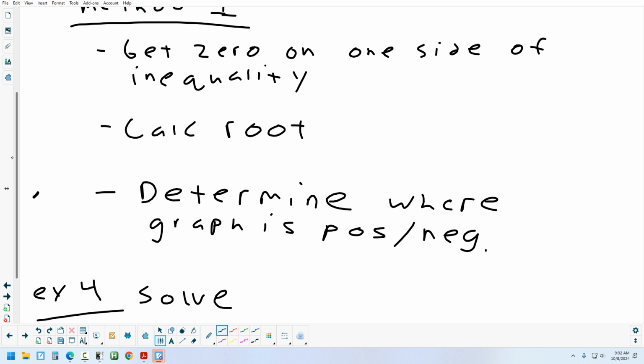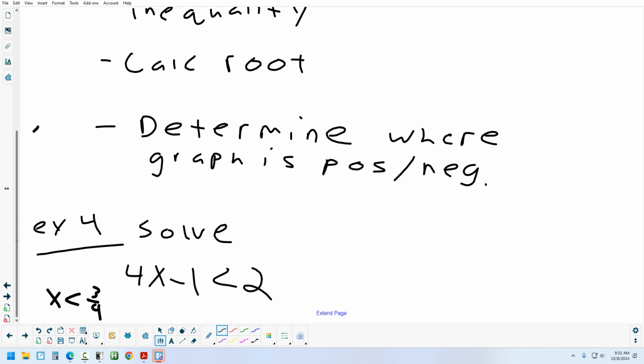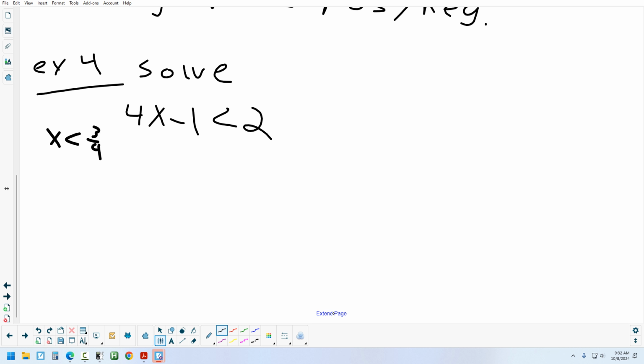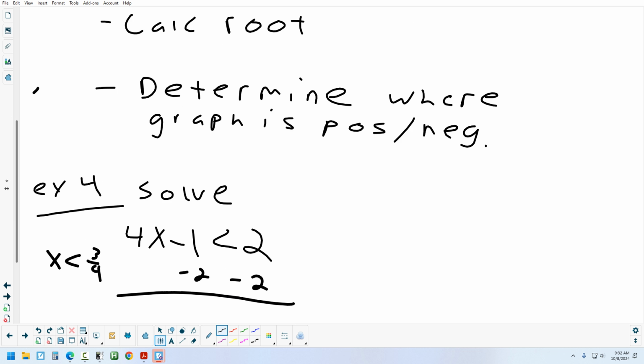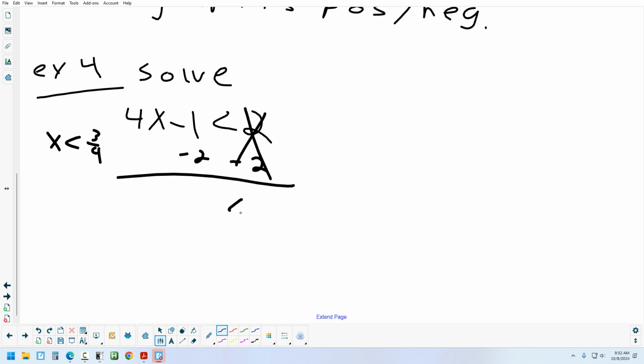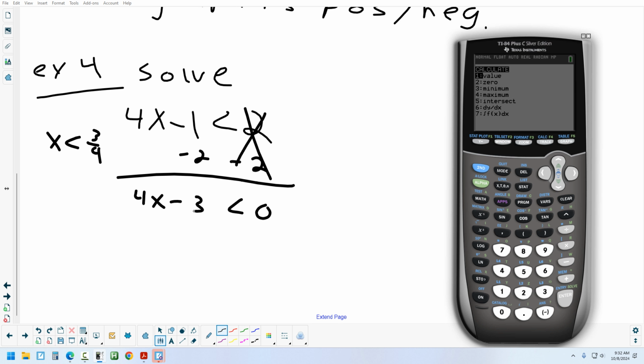So the first step, get 0 on one side of the inequality. Okay, so what would I do to get 0 on the right? Yeah, subtract 2. Okay, subtract the 2. This is different than how we would solve it algebraically, but I'm trying to show you how to do it on the calculator. So the 2's gone, and we get 4x minus 3 is less than 0. Now type in what's on the left side, 4x minus 3. And to reset the window, if somebody changed the zoom, we're going to press zoom 6.